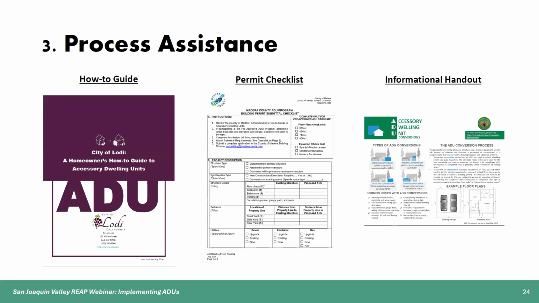Next slide. Here are some additional examples of the assistance we provide. On the left is an example of our how-to guide for the city of Lodi. In the center is an example of a permit checklist that we did for Madera County. And on the right is an informational handout that we've done for the city of Atwater.